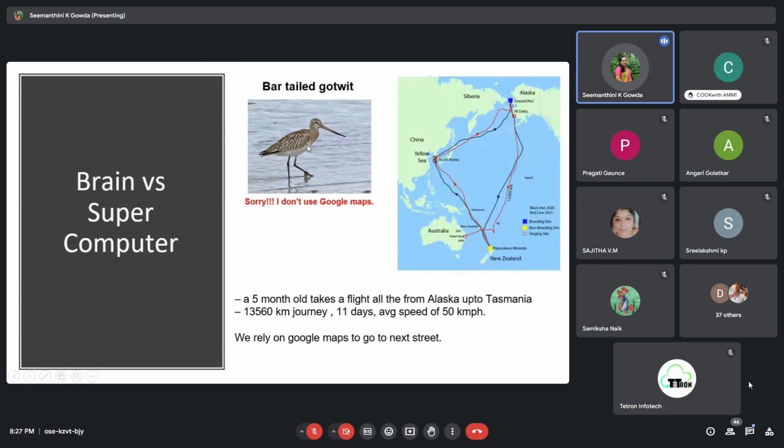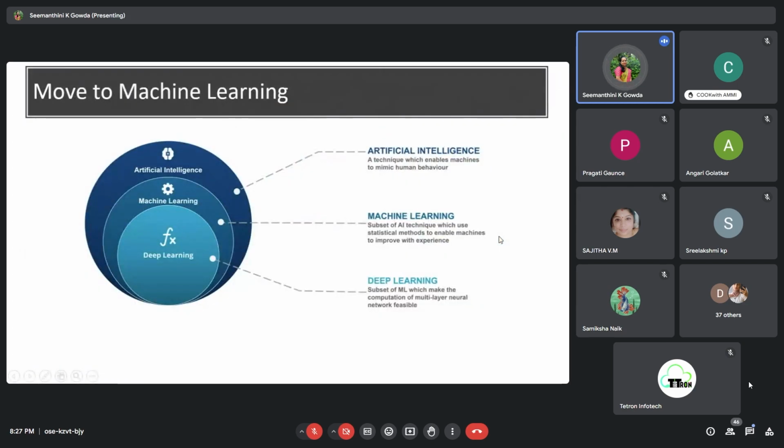This is also one example where we were using the bar-tailed godwit. This is a bird which travels from Alaska to Tasmania without any Google map. That is also one of the natural circumstances we have seen, and that is how these maps and Google devices are designed or developed. And that is what we were talking about.